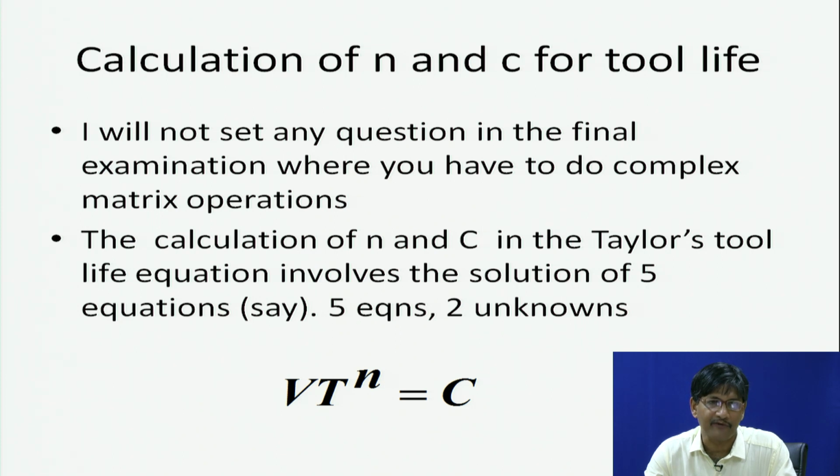Okay, suppose you are finding tool life. We have discussed a particular problem in the lectures: if I give you 6 values of velocity and tool life, and ask you to find out N and C as shown in this particular equation, then there is one problem. How do I find out 2 unknowns from 6 equations or 5 equations?